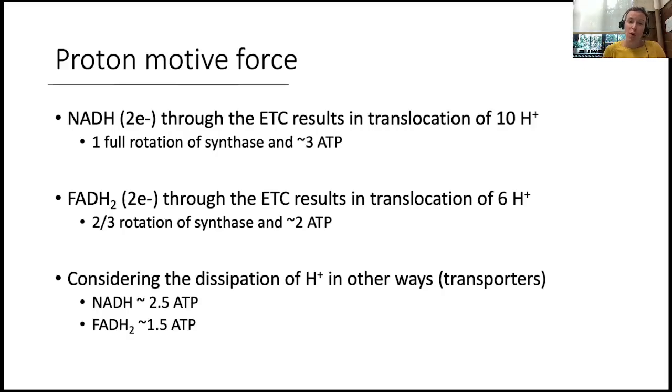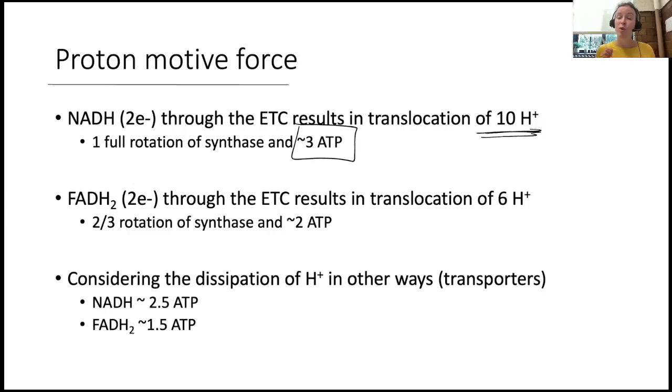Okay, so in the electron transport chain, we saw how both NADH and FADH2 result in translocation, or pumping, of protons from the matrix to the intermembrane space. NADH moves its 2 electrons through the electron transport chain and results in the translocation of about 10 protons. These 10 protons lead to one full rotation of the ATP synthase, resulting in the production of about 3 ATP, one for each alpha beta dimer.